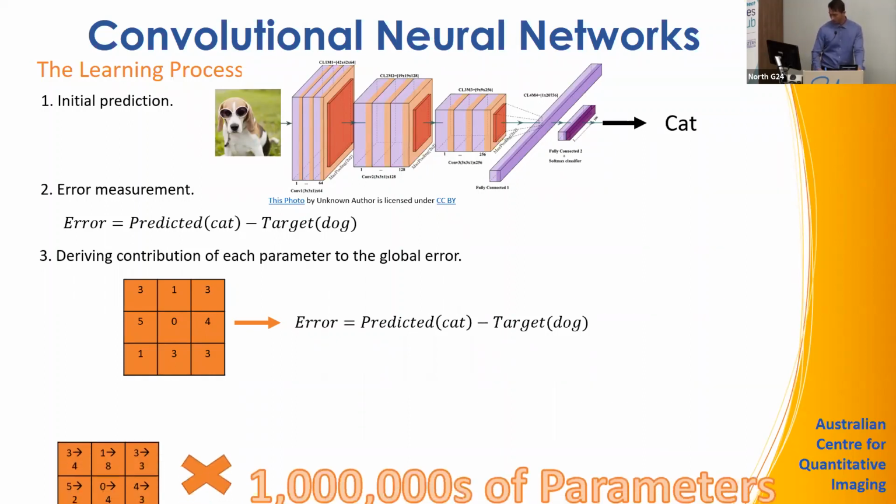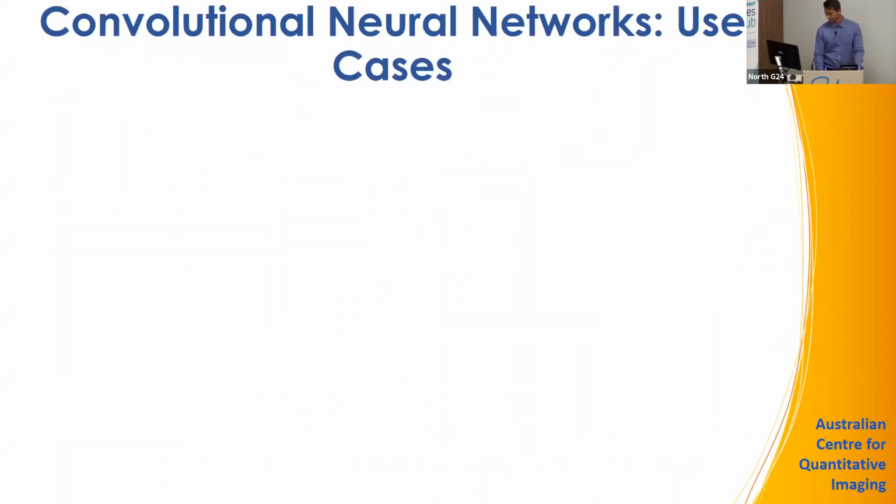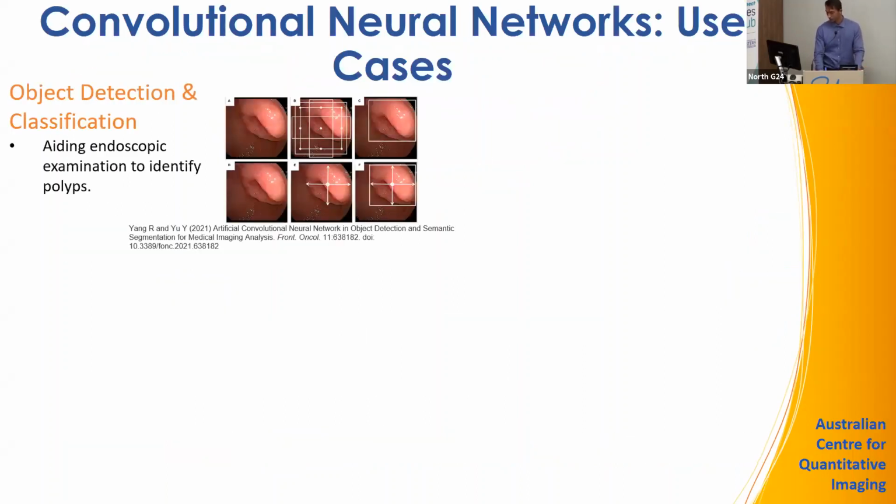And then what we would do is we would tweak every parameter in our model in the direction that would minimize the global error. And this would occur for millions or billions of parameters in our convolutional neural network. And this would happen iteratively, hundreds, thousands of times, until the model's filter values extract the features that are meaningful for the specific task. So what are some of the use cases of convolutional neural networks in medicine?